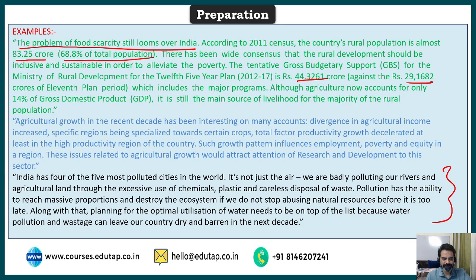Look at this example, guys. India has 4 of the 5 most polluted cities in the world. It is not just the air. We are badly polluting our rivers and agricultural land through excessive use of chemicals, plastic, and careless disposal of waste. Pollution has the ability to reach massive proportions and destroy the ecosystem if we do not stop abusing natural resources before it is too late. Along with that, planning for the optimal utilization of water needs to be on the top of the list, because water pollution and wastage can leave our country dry and barren in the next decade. See, there was no concrete fact. He has discussed everything in one paragraph. Don't do that. Assign different paragraphs to different aspects.